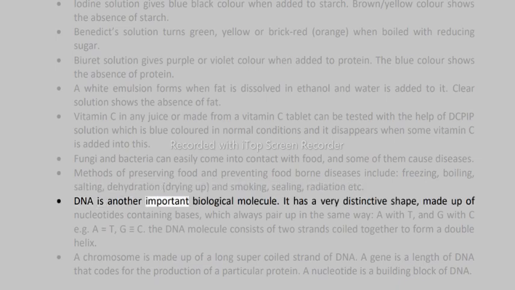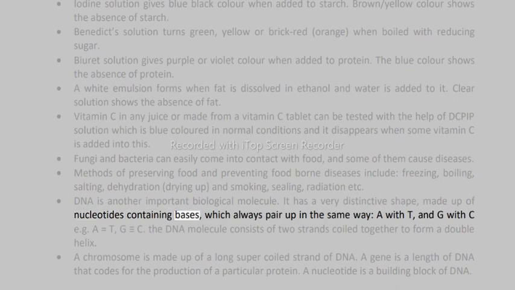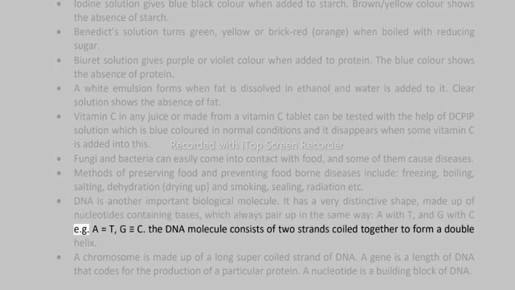DNA is another important biological molecule. It has a very distinctive shape, made up of nucleotides containing bases, which always pair up in the same way: A with T, and G with C, e.g. A equals T, G equals C.